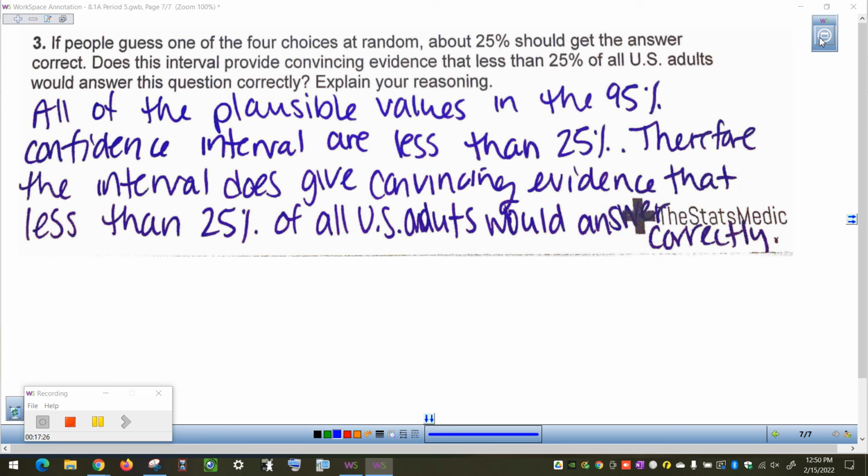If that 25% fell within our interval, then we could say, no, we don't have convincing evidence that the true proportion is less than 25%. Because if 25% was in our interval of plausible values, if it's believable, then that's perfectly okay. We don't have any reason to believe that it wouldn't actually be that number.